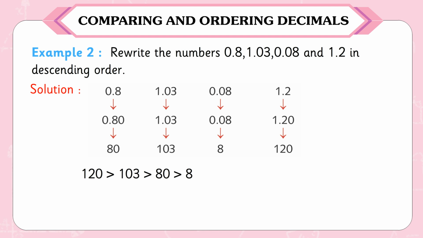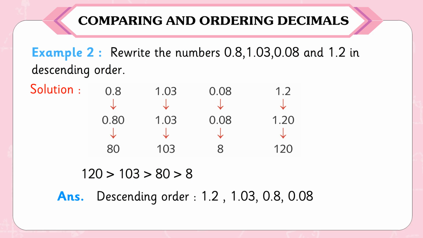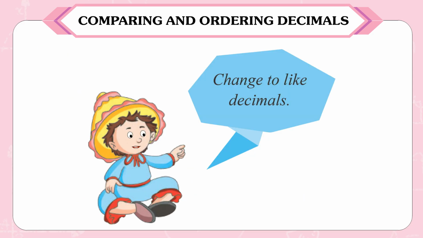1.20 is greater than 1.03, is greater than 0.80, is greater than 0.08. Answer. Descending order: 1.2, 1.03, 0.8, 0.08. Change to like decimals.